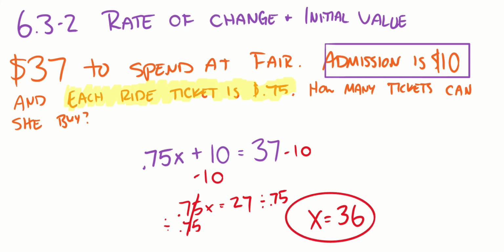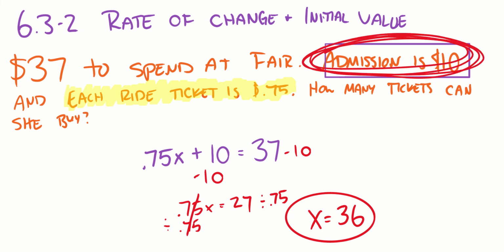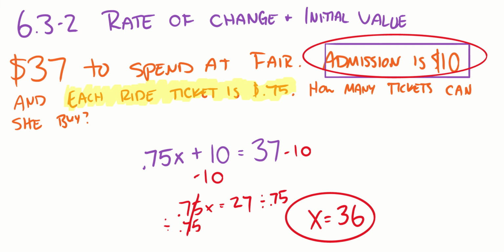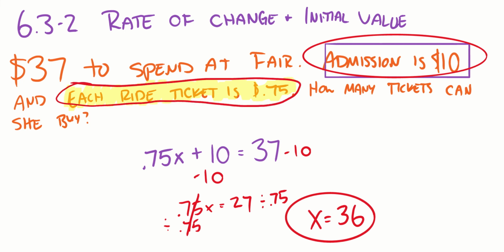Okay, so we want to make our equation with the things we know. We know this rate is not going to change. That's going to be $10 no matter what. And we know that every ride is 75 cents, which is going to change depending on how many rides we buy. So we want to figure out how many rides we can buy in total. We did that by making an equation, saying how much money she has in total, solving for x. X equals 36. She can ride 36 tickets worth of rides.